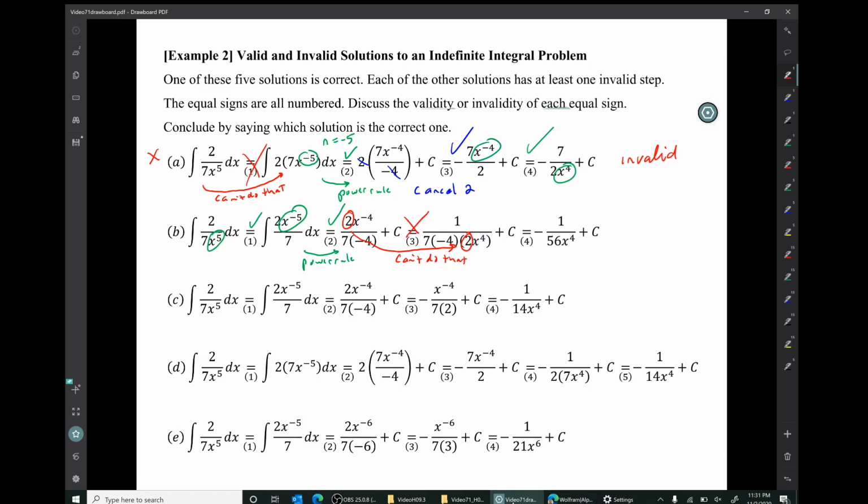Now what about the final step? In the final step, all of these numbers, 7 times minus 4 times 2, got multiplied together to give us 56 with a minus sign out front. So that last equal sign is actually okay. So in this second string of equations, only that one equal sign in the middle is invalid, but that makes this solution invalid.